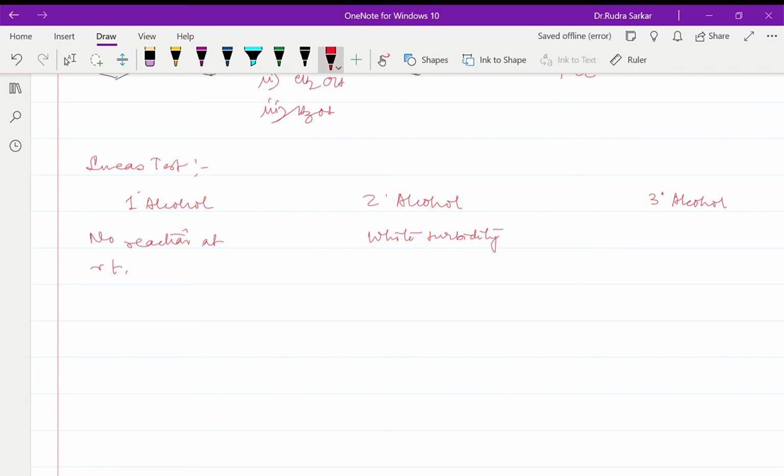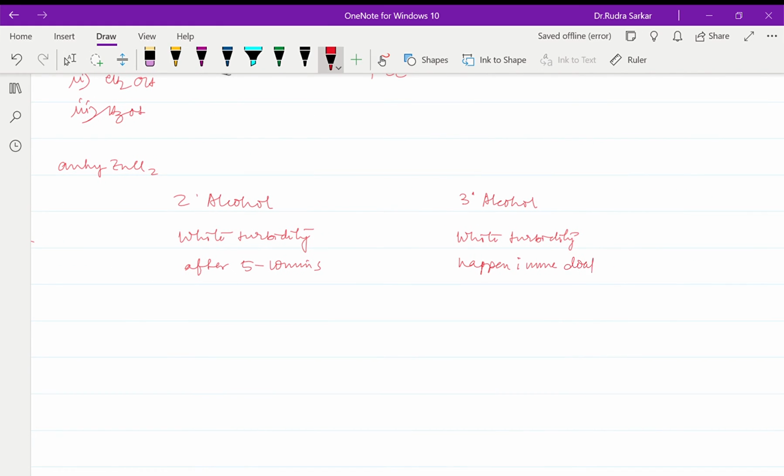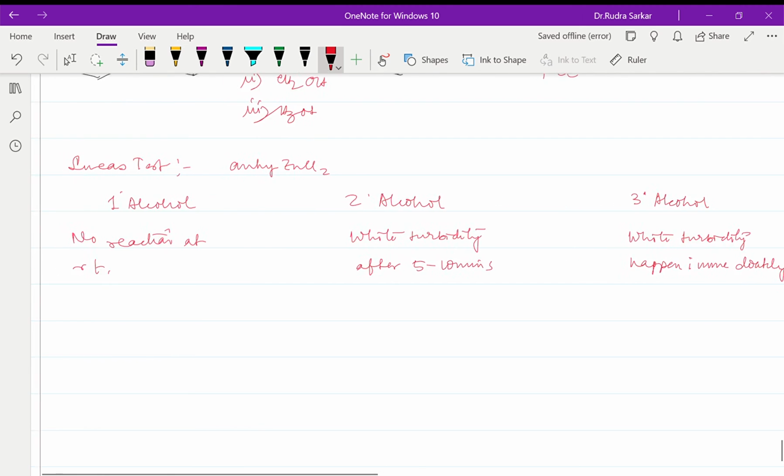Here you will get some white turbidity because of formation of your alkyl halide. Okay. Basically, here we are adding what? Anhydrous ZnCl2 to the alcohol. Okay, and this test for turbidity will come after 5 to 10 minutes. But here turbidity happens immediately. This is one of the tests.